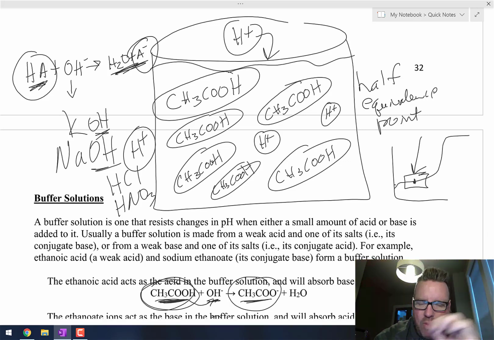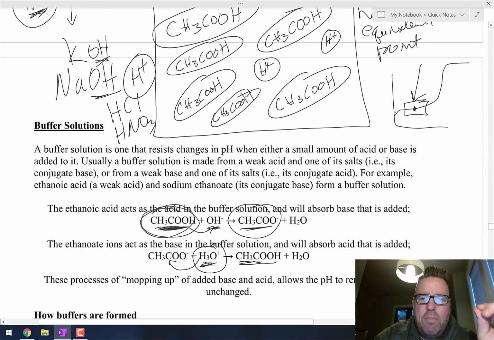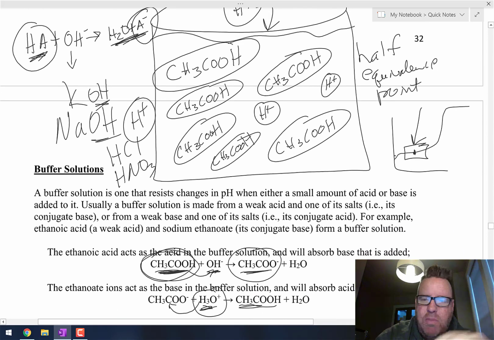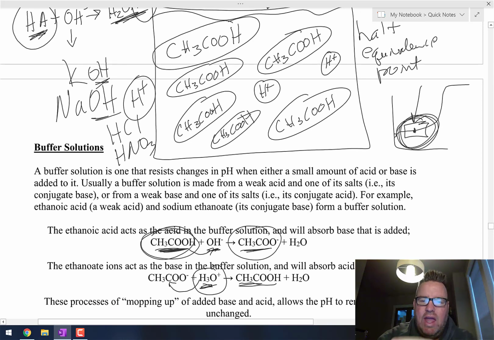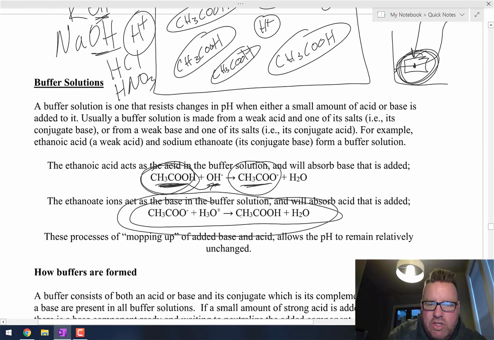Okay, however, we're not worried about once we reach that capacity. We're worried about what buffers do to keep this pH relatively flat. Again, if you add an acid to a buffer solution, it reacts with the conjugate base, as seen right here. The acid is reacting with the conjugate base to reform the weak acid molecules.